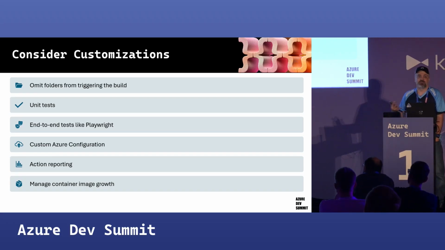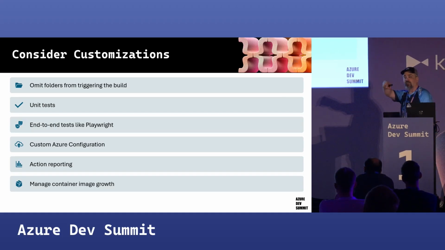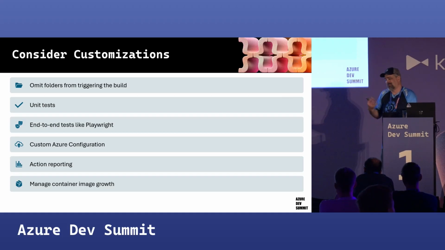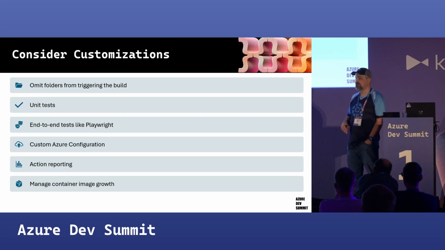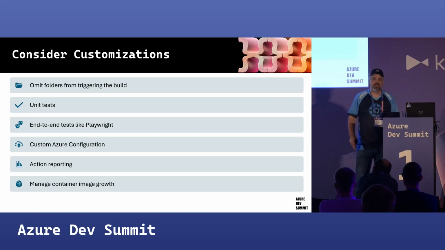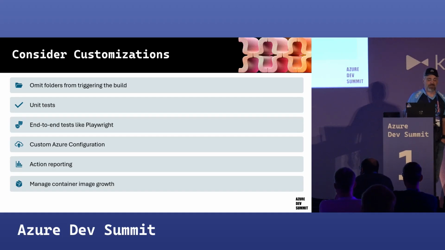Like, there's some folders that I don't want to trigger the build. Like when I update README documentation on the front of my repository or other documentation for other developers, I don't want to trigger a new build, so I need to update my build file. Do you have unit tests? You're going to want to drop a test statement in there. Maybe you have end-to-end tests like Playwright. You're going to want to add those capabilities.